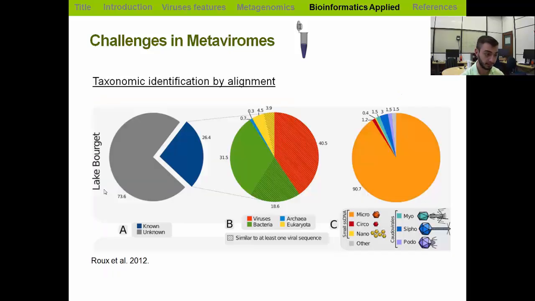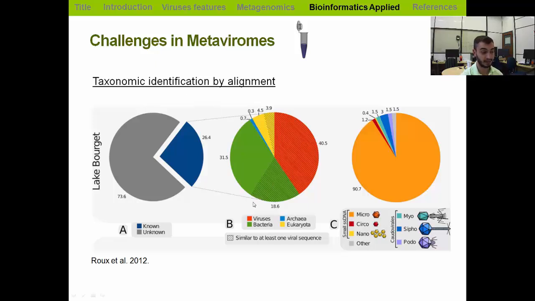Taxonomic identification. This is a work that I found, published in 2012 by Hoes, and they studied two community lakes. They purified the viral particles and then sequenced them. This is a study of viruses, and you can see here 73% of unknown sequences. From the unknown sequences, they used BLAST similarity to infer the taxonomic identification of the sequences.